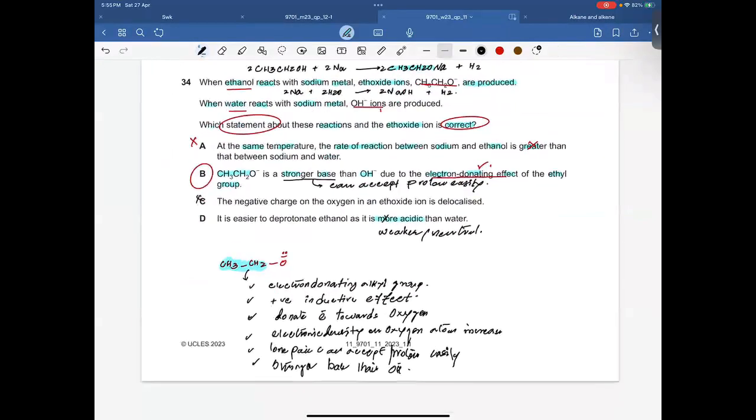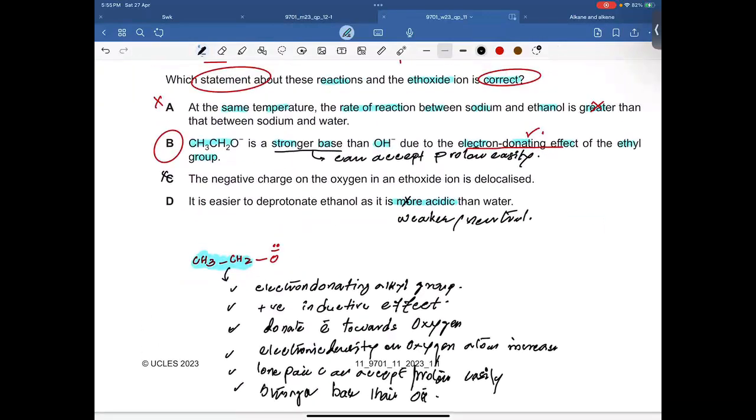When you have an alkyl group, which is an electron donating group, it donates electrons towards the oxygen atom like this, and because of this, the electron density on the oxygen atom increases. If the electron density on the oxygen atom increases, this lone pair is easily available for the reaction, which means this lone pair can easily accept a proton, and therefore it's going to be the stronger base. Okay.